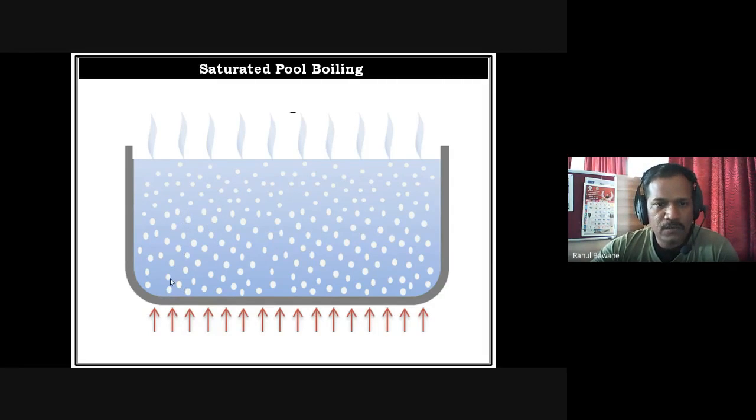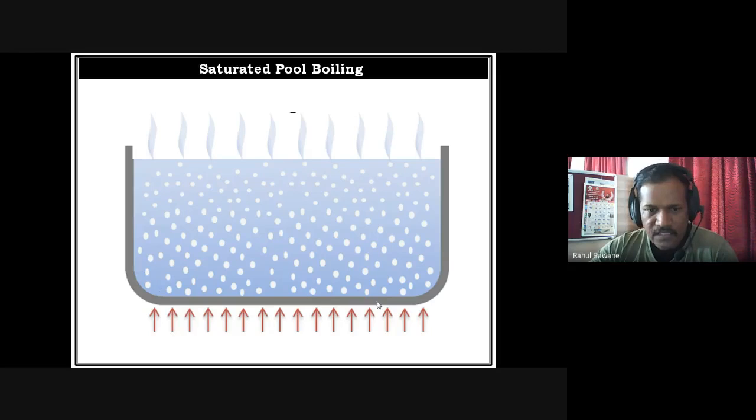So this vapor bubble will travel upward, reach the top layer of liquid, and from there it escapes to the surroundings. So heat will be carried from this heated plate in the form of vapor, and this vapor bubble will move upward and that heat will escape into the atmosphere.